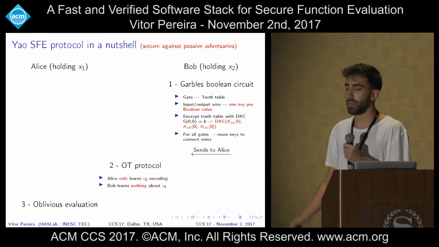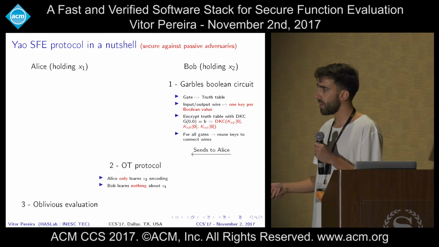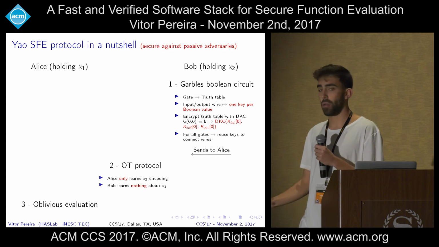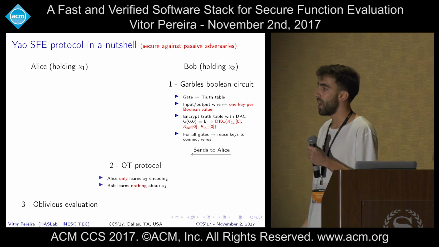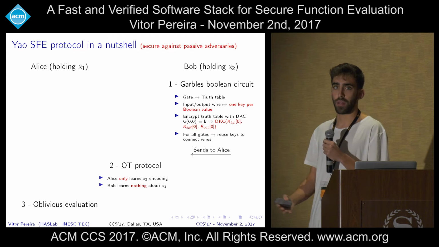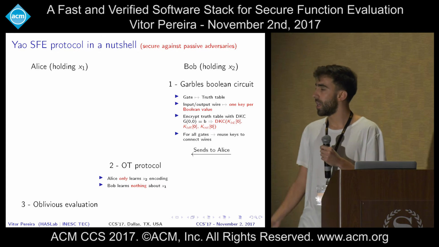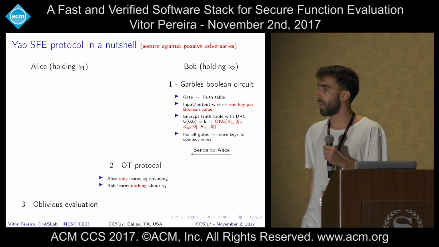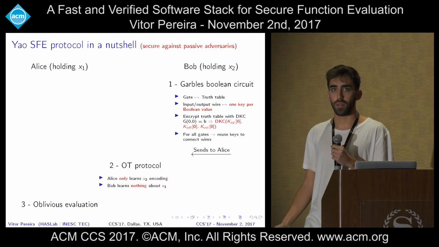During this oblivious transfer protocol, two security assets must hold. First, Alice must only learn the encoding of Bob's input and nothing more. And of course, Bob cannot learn anything about Alice's input. Then Alice, having Bob's encoding and the garbled circuit, can obliviously evaluate the circuit.